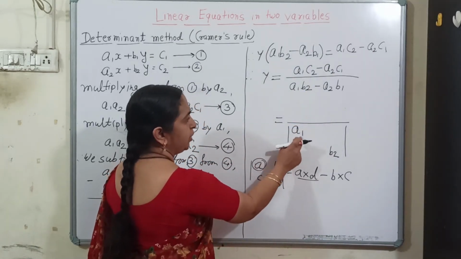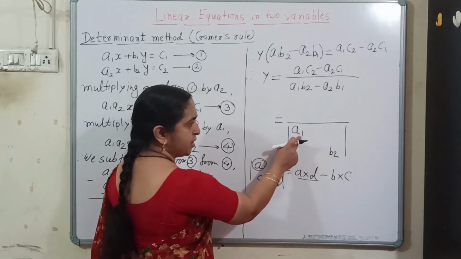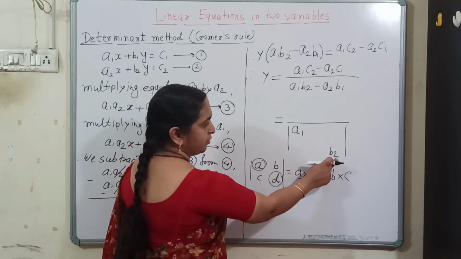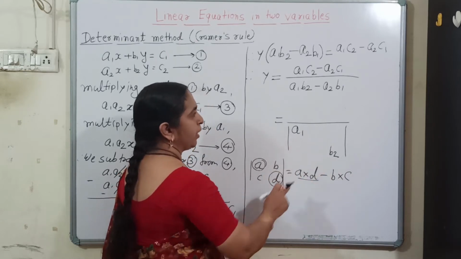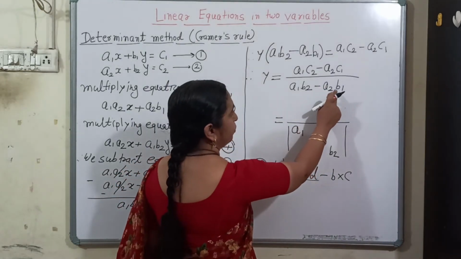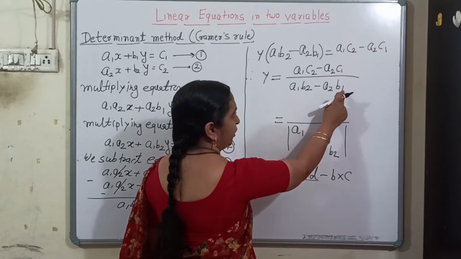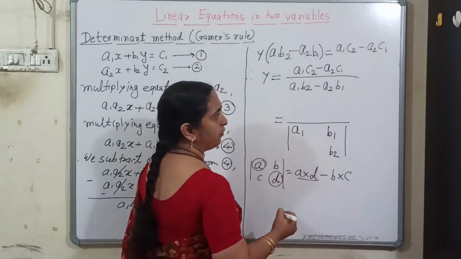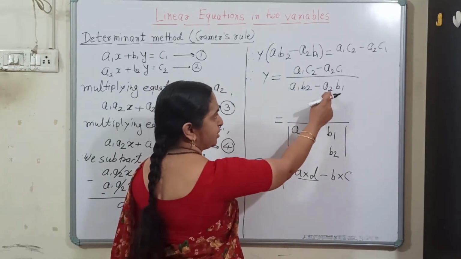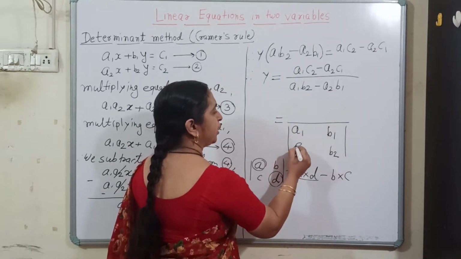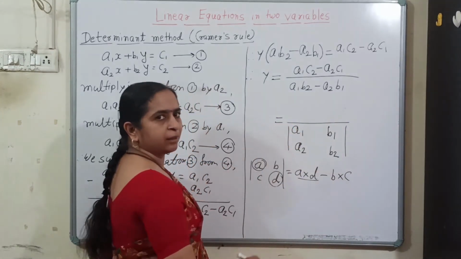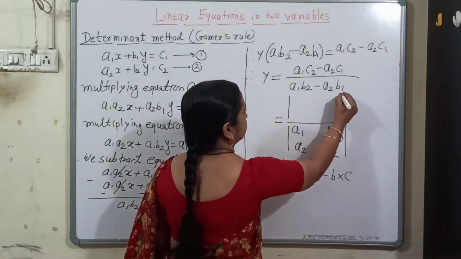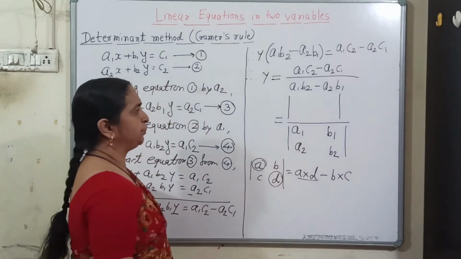We write a1 in the first row because its suffix is 1. We write b2 in the second row because its suffix is 2. Similarly here a2 b1. b1 has suffix 1, therefore we write b1 in the first row. a2 has suffix 2, therefore we write a2 in the second row. Now we write the determinant in the numerator.